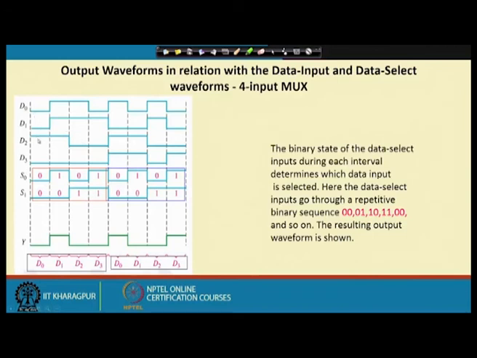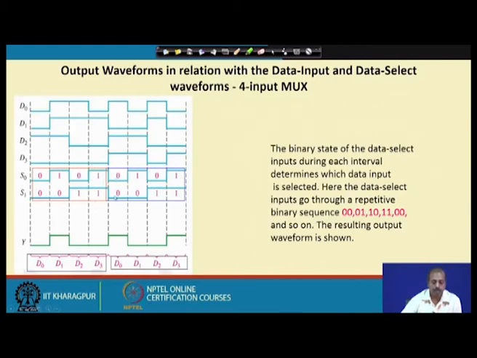Suppose the values of D0, D1, D2, D3 are going like this. Now, when the select lines are both 0, 0, then the D0 line is selected at the output. When S1, S0 is 0, 1, then the D1 line is selected, so for this much time D1 is put at the output. After that S1, S0 has become 1, 0, so the D2 input will be put at the output. Then it is 1, 1, so the D3 input will be put. So, it has come here.